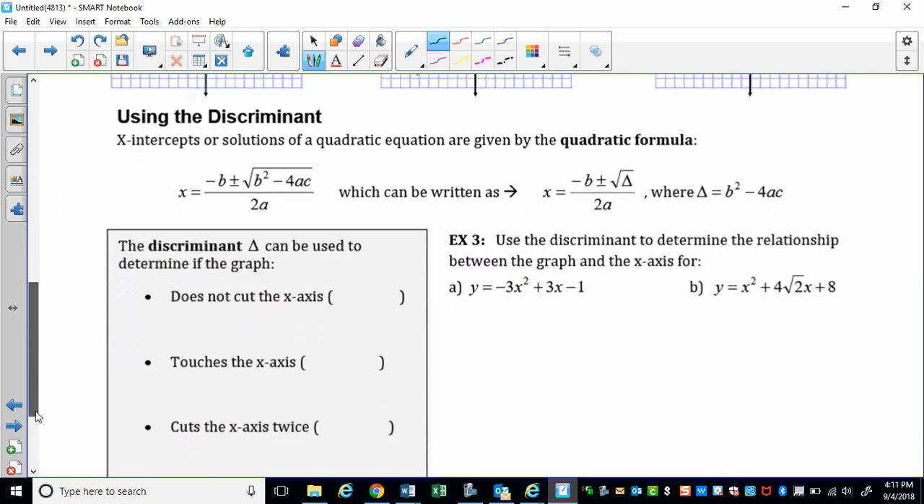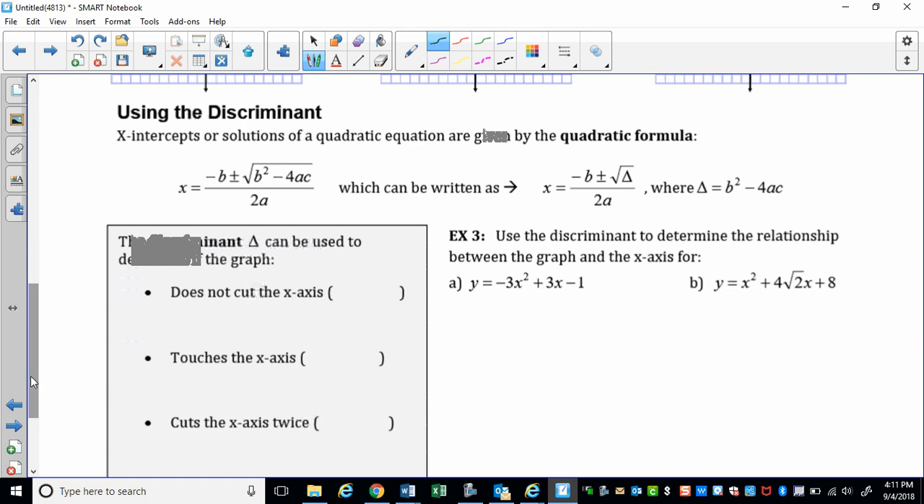Using the discriminant, okay? It says x-intercepts or solutions of a quadratic equation are given by the quadratic formula. If all else fails, use the quadratic formula, okay? We can use the discriminant part of the quadratic formula, which is just the inside of the square root, b squared minus 4ac, to find out how many solutions there are, if any, okay?